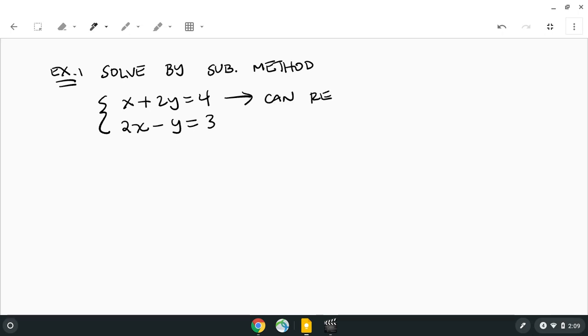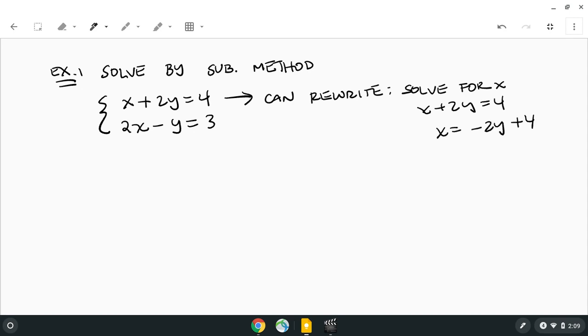All right, so we can rewrite, and we do this by solving for x. And so x plus 2y equals 4. So x equals negative 2y plus 4. Okay, so in order to solve for x, I have to subtract 2y on both sides. Okay, so here I have this. So right here, I have my equation solved for one of the variables. So now I can go ahead and use my substitution method.